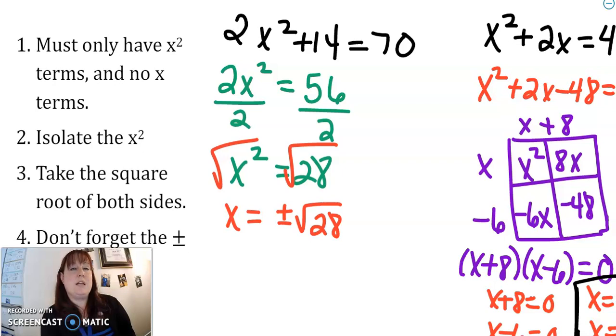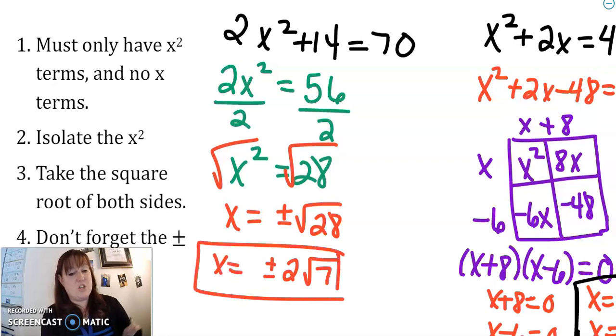Let's see, 28 has 1 and 28, 2 and 14, and then 2 and 7. So we can take a 2 out, and a 7 stays in, so we have x equals plus or minus 2 root 7. Do not forget the plus or minus. When you take the square root of both sides of an equation, you have to add the plus or minus. So these are two different answers. This is positive 2 root 7 and negative 2 root 7.